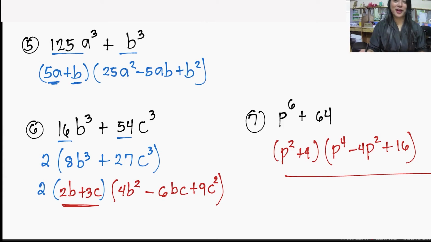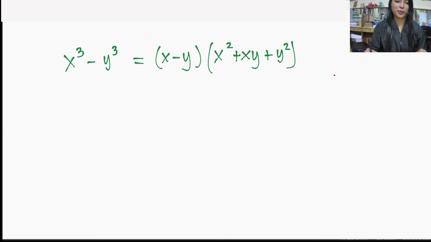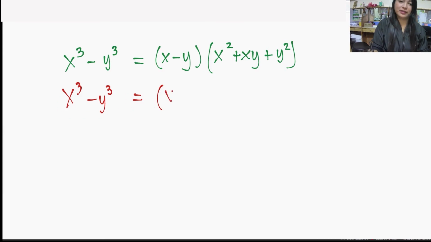How about if it is factoring the difference of two cubes? Don't worry guys. It is just the same. We have here the formula: x cubed minus y cubed is equal to the quantity x minus y times the quantity x squared plus xy plus y squared. Again, I'm going to explain how that happens. So x cubed minus y cubed. To get the first factor, the cube root of x cubed is x. And then since this is minus, we will put subtraction. And then the cube root of y cubed here is y.